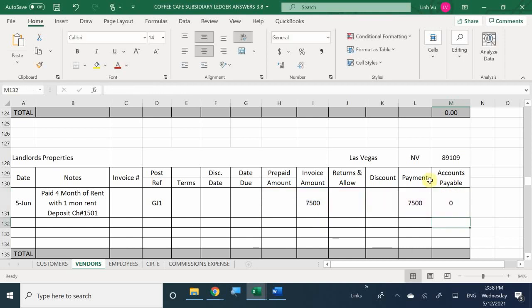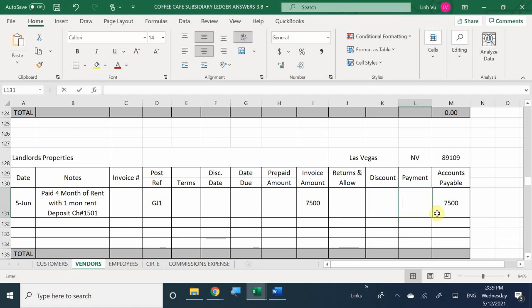Now, let me show you an example here. Let's say I didn't cut a check, right? And I left that formula exactly how it is. Therefore, if I didn't make any payment, I didn't cut them a check. Now with that formula, it tells me, hey, you owe Landlord Properties $7,500 from this exact bill right here.